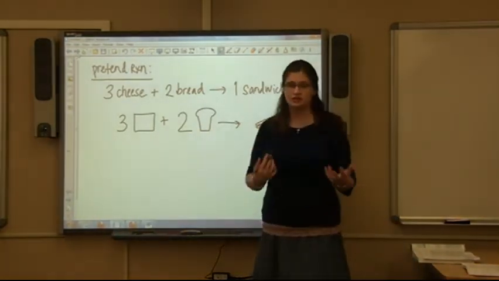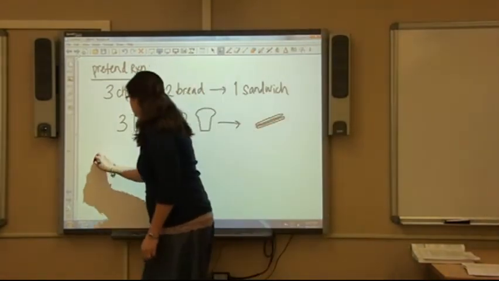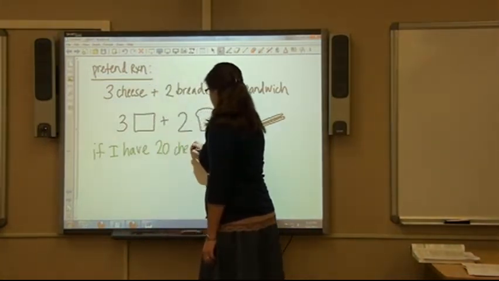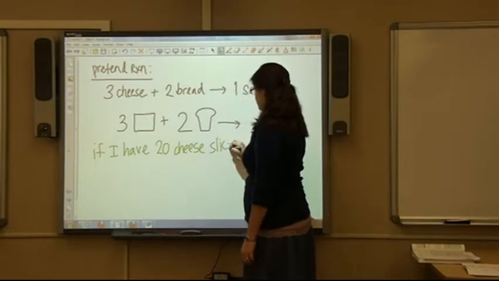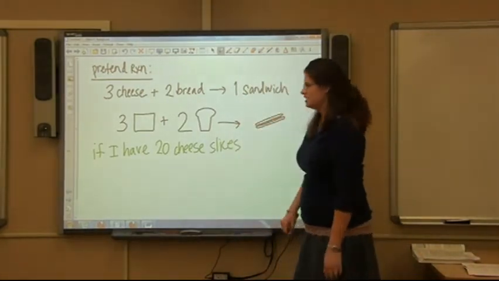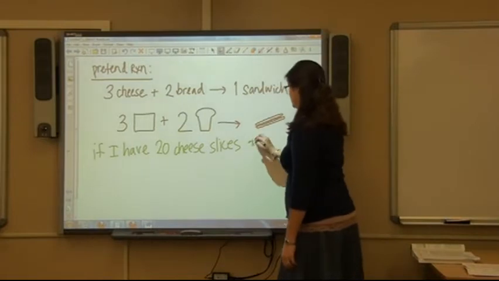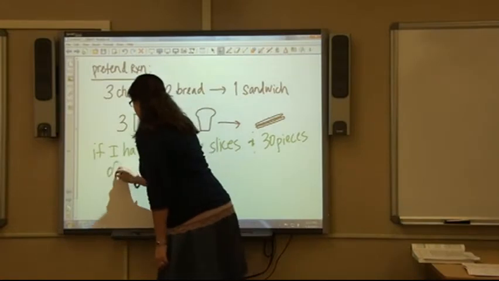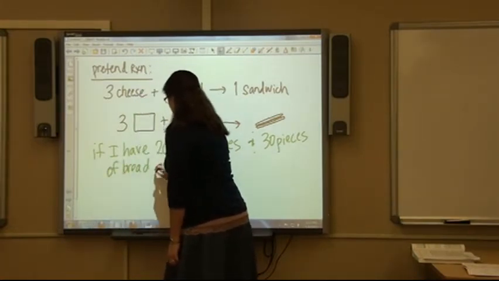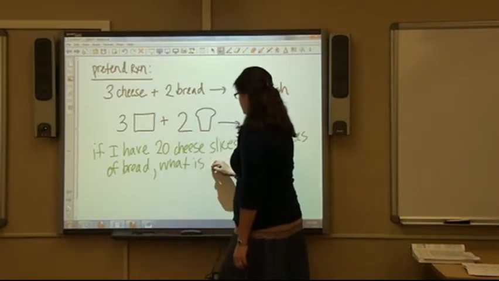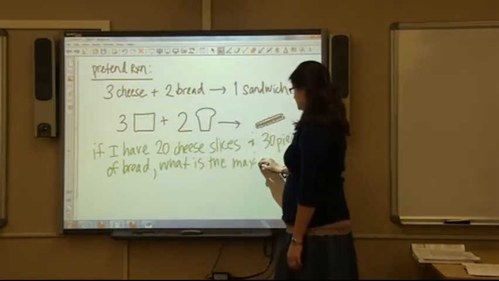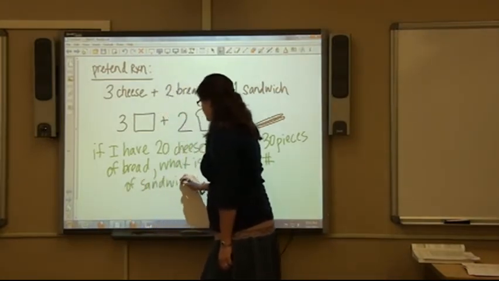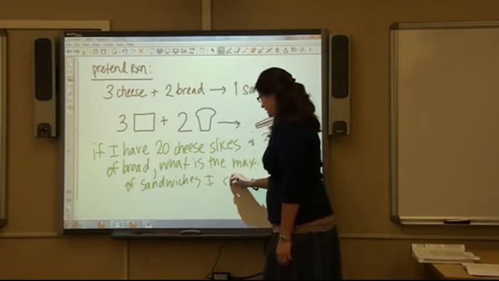Okay, let's do a pretend limiting reagent problem. If I have 20 cheese slices, you know, like the Kraft ones that are wrapped. If I have 20 cheese slices and 30 pieces of bread, what is the maximum number of sandwiches I can produce?